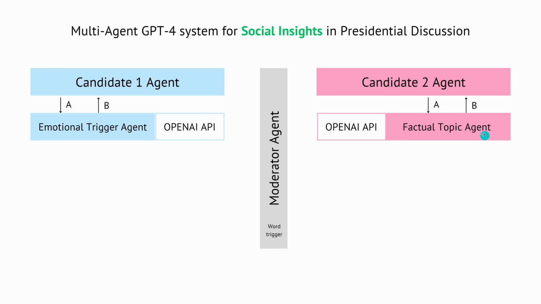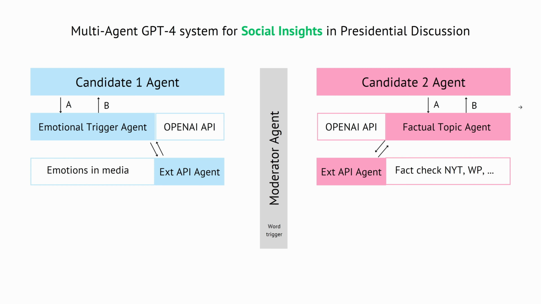And you have an agent that is focused on factual topics that are important to the public in a specific nation. Now, given the course of the discussion, you might find out that you will have to fact check some upcoming topics very fast. So the factual topic agent needs to create a sub-agent that can connect to an external API. Let's say this external API is the homepage of the New York Times or Washington Post or whatever publication you prefer.